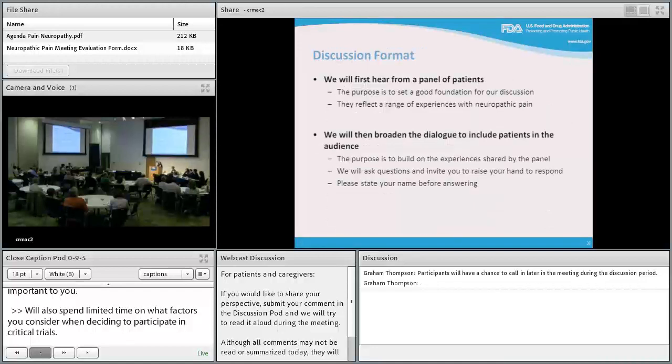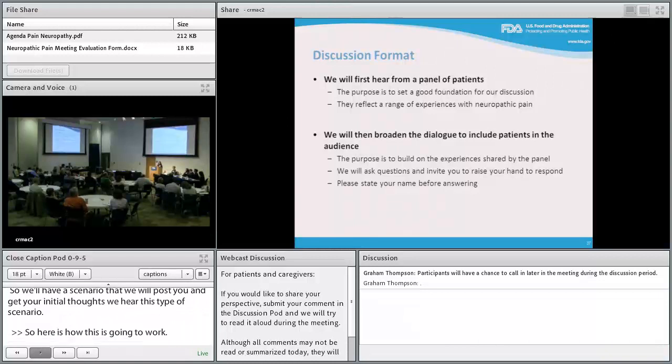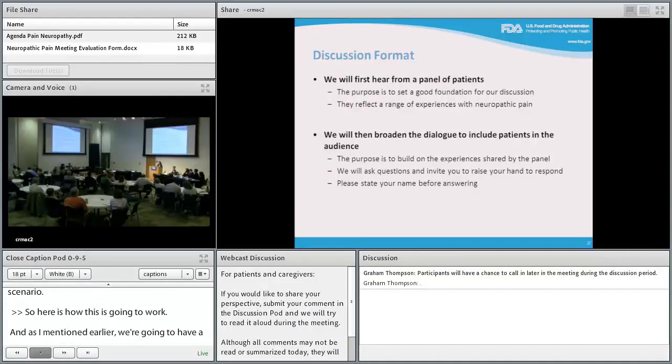So here's how this is going to work. As I mentioned earlier, we're going to have a panel discussion followed by a group facilitated discussion. We're going to first hear from a panel of patients. And on that note, I'd like to invite our topic one panelists to come on up and have a seat at the panel table.